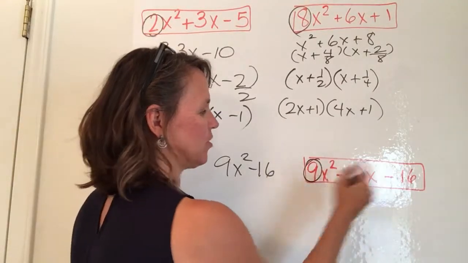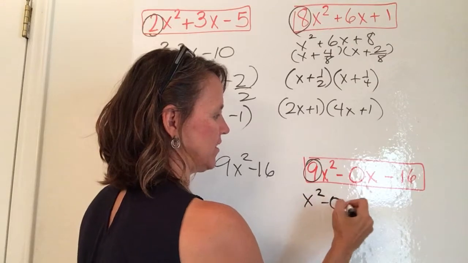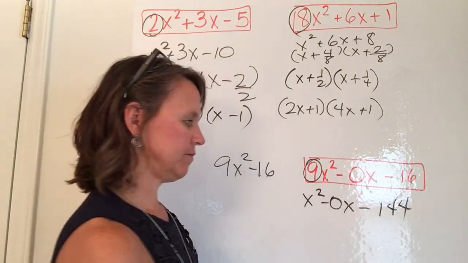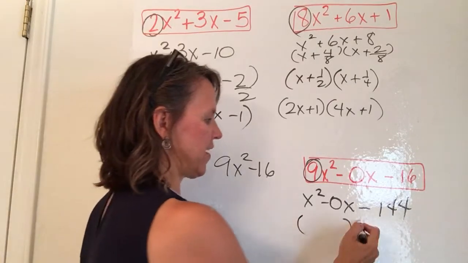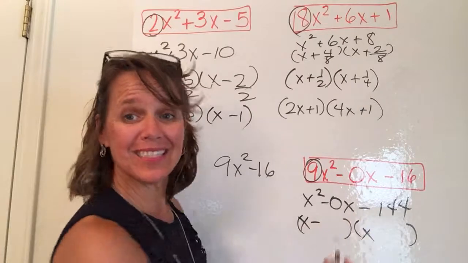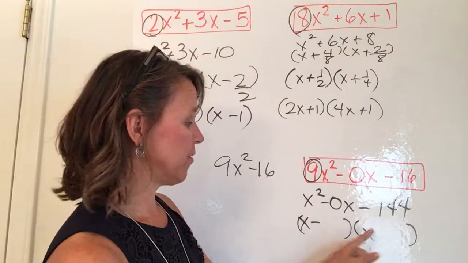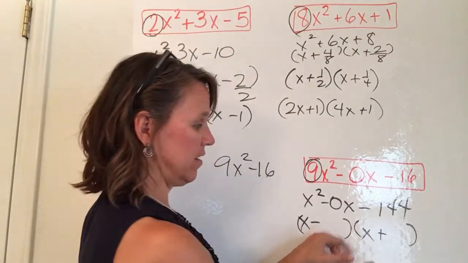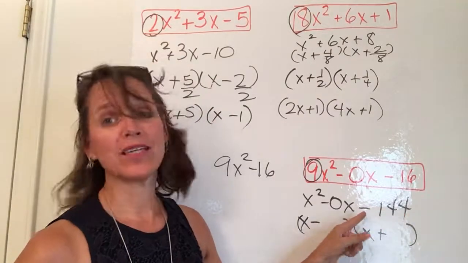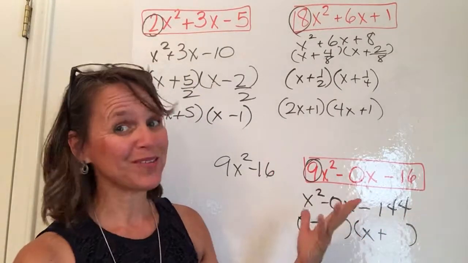Okay, so we take the 9 and multiply it times the end: x squared minus 0x minus 16 times 9 is 144. And then we're going to factor like we planned to. First sign here is negative, second one is different. Different from the other one, right? Not that these two are different, these two are different. Multiplies to give you 144, subtracts to give you 0. 12 and 12.